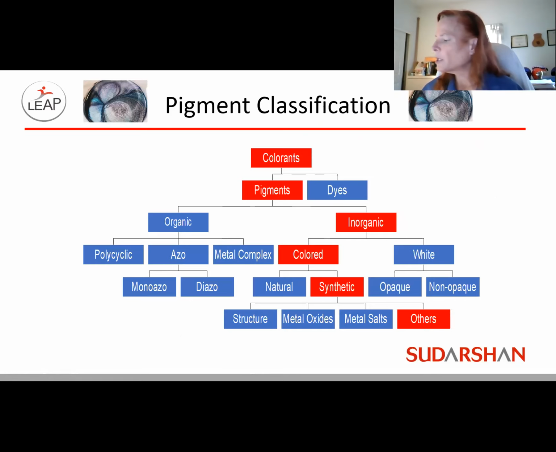So our subject, of course, is the micas, and from a classification perspective, they are part of the inorganic class of pigments in the colored section. We consider them a synthetic part of it because of the bonding of the metal oxide onto the surface of the mica. Even though the bulk of the micas are natural in essence, because we chemically bond to the platelet, they're considered in the synthetic category.